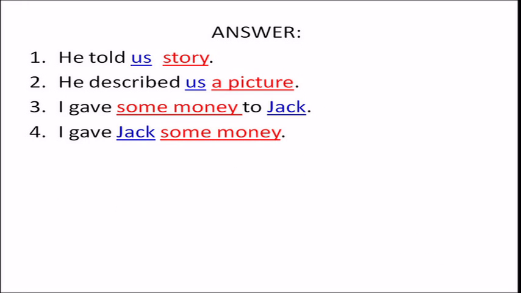There are 4 sentences I gave you last week. He told us a story. He described us a picture. I gave some money to Jack and I gave Jack some money. The first question: identify all the objects, including direct and indirect ones. As you can see, all the objects are underlined and colored, in which the red ones, like a story, a picture, and some money, are direct objects. The blue ones, like us and Jack, are indirect objects.